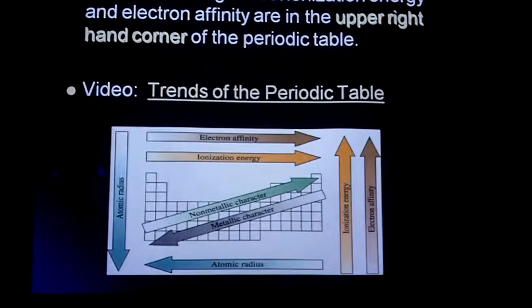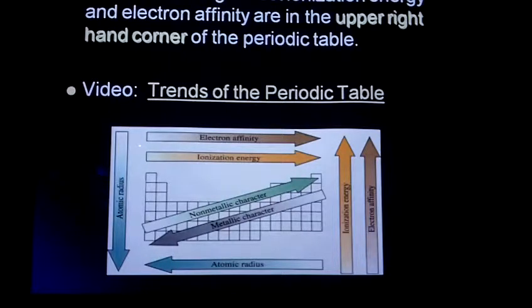Atoms with the greatest ionization energy and electron affinity are in the upper right-hand corner. So ionization energy is the energy required to remove an electron from an atom. Electron affinity is very closely related. It's the power with which an atom pulls electrons towards itself. So electron affinity and ionization energy are highest in the upper right-hand corner of the periodic table. Notice that's just the opposite of atomic radius, and I'll talk about that in just a minute.